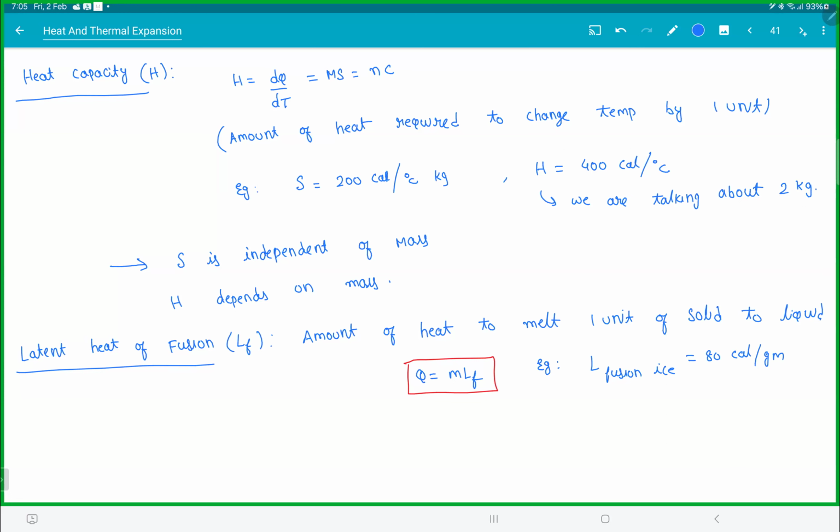So now just think of it like this. Imagine you're eating 100 grams of ice. So that would be 100 into 80. That would be like what? 8,000 calories. Yeah, that is like 8 kilocalories. Still not really that much actually. So if you eat 100 grams, you're just burning 8 kilocalories.